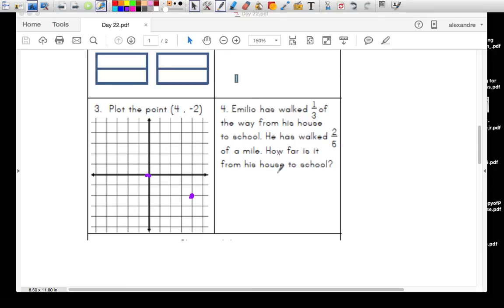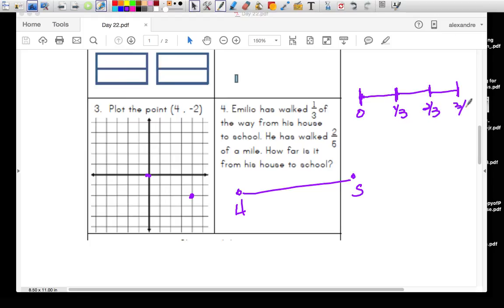Emilio has walked 1/3 of the way from his house to school. Okay. He has walked 2/5 of a mile. Okay. How far is it? So 1/3. So we can use a double number line here. 1/3 of a mile. That's another third. And that's another third. Okay. 0, 1/3, 2/3, 3/3. So this is his house, and this is his school.